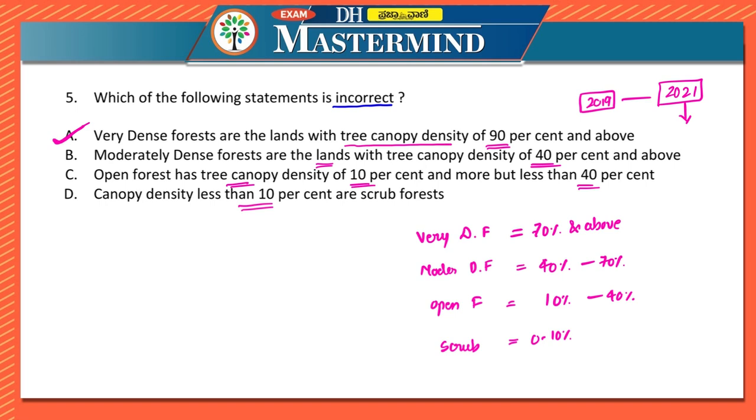So in the next part we will be discussing some important questions with respect to forest policy of India also, and also the points from India State of Forest Report 2021. So I hope you have understood about the 5 most important questions over here.